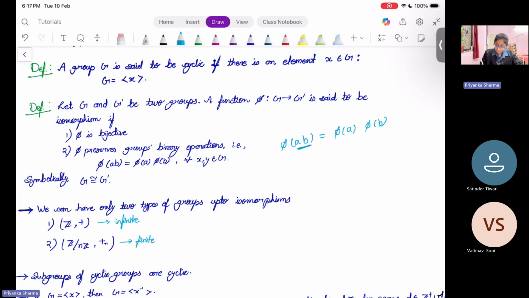Here A and B are coming from the group G, so between A and B we use the binary operation of the group G. And phi of A and phi of B, the phi images of elements A and B, belong to the group G dash, so here the binary operation is that of the group G dash. That's why I wrote that phi preserves the groups' binary operations.